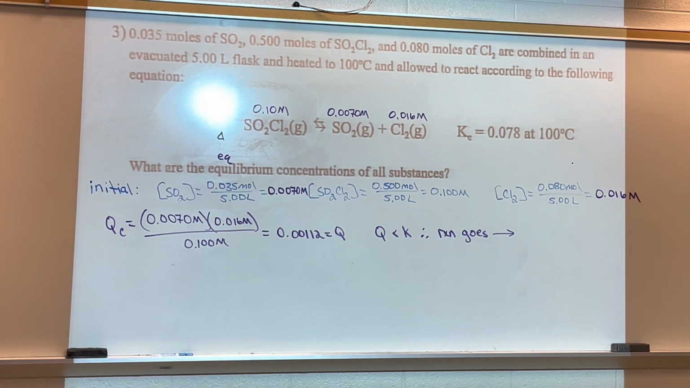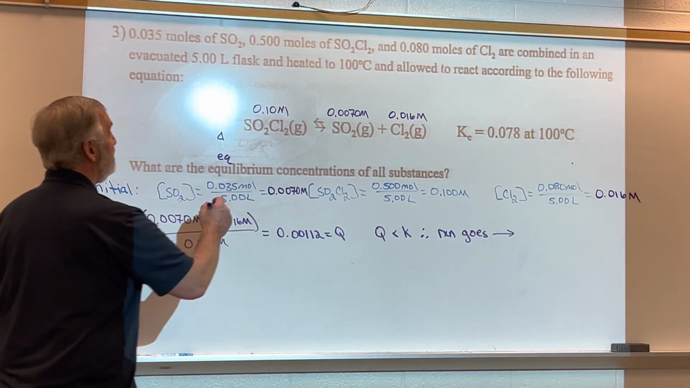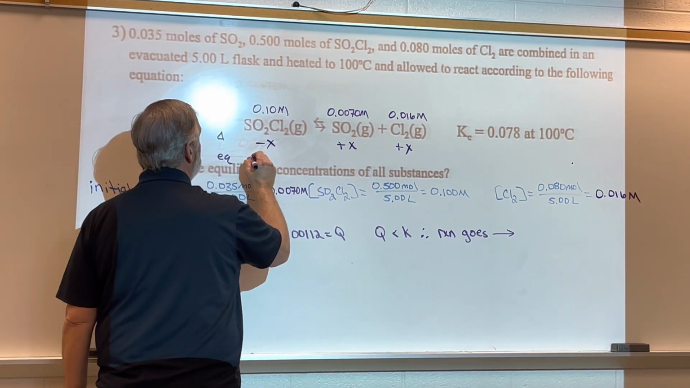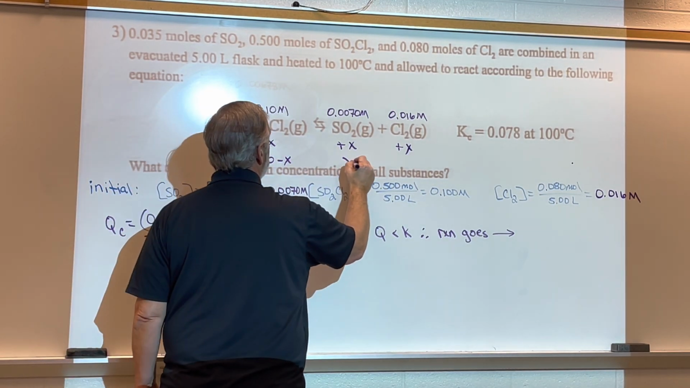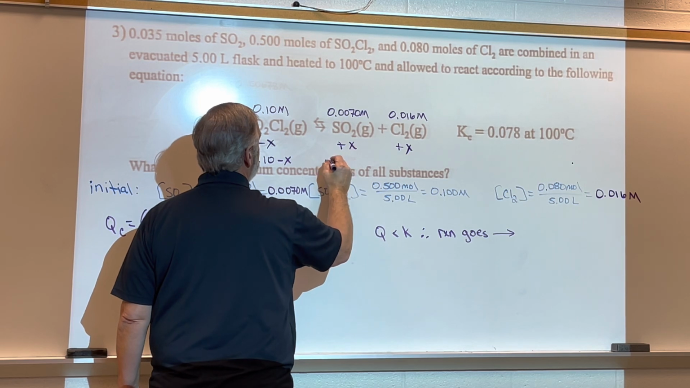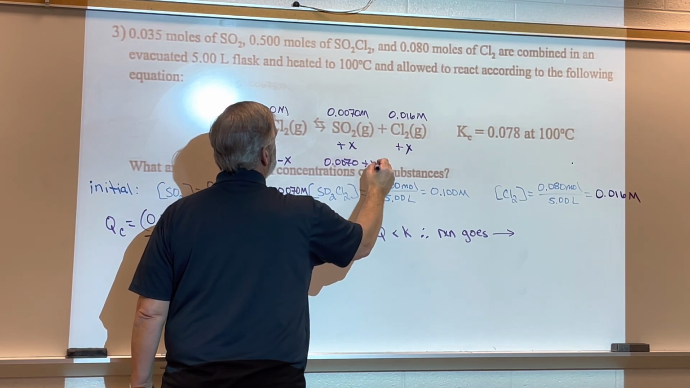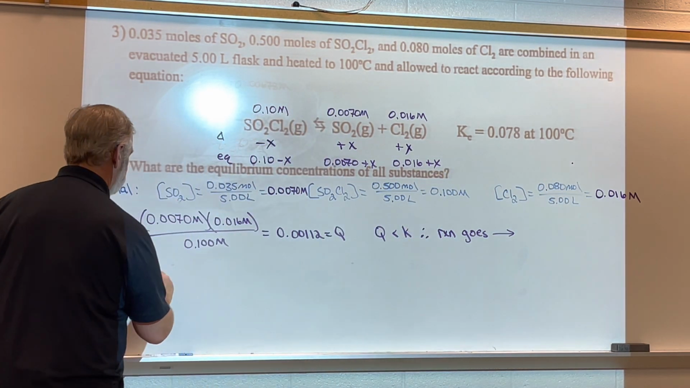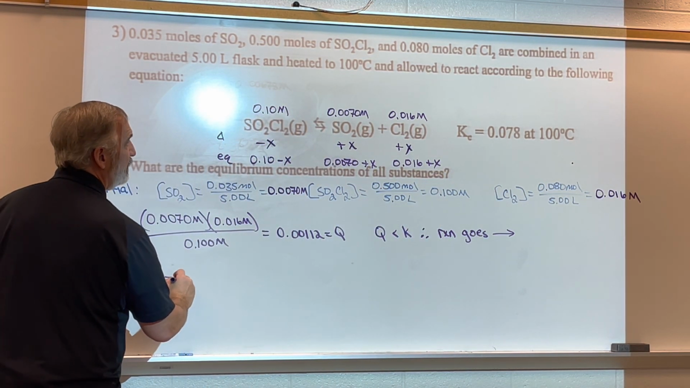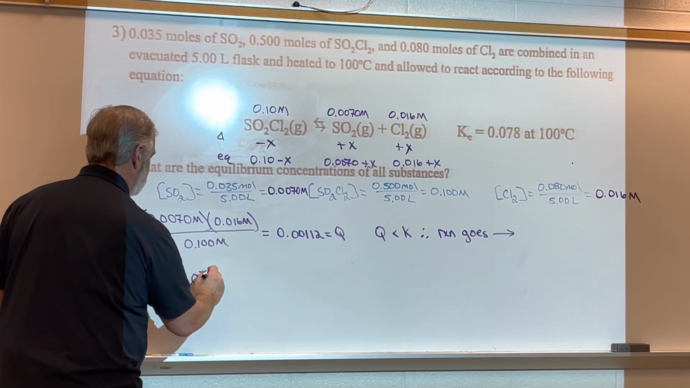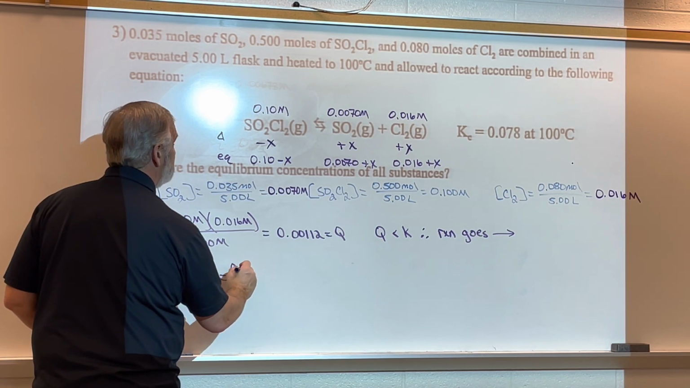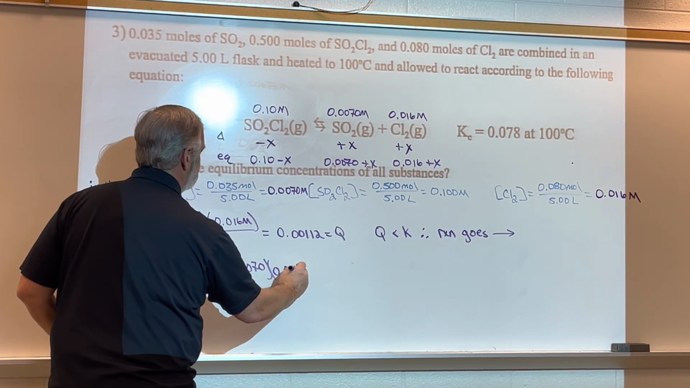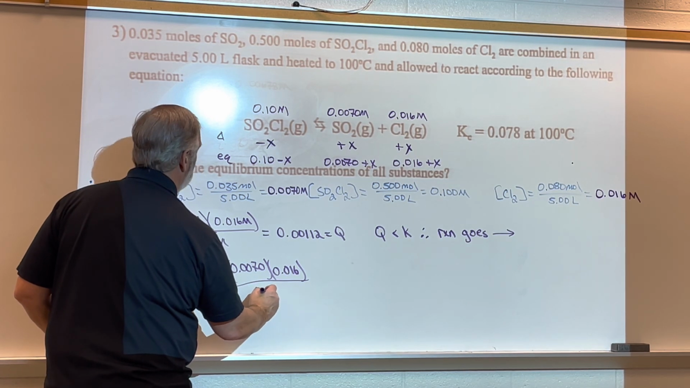Since Q is less than K, we know it's gonna go to the right, which means that this is gonna be minus X, plus X, and plus X. So at equilibrium, we're gonna have 0.10 minus X, 0.0070 plus X, and 0.016 plus X. Then you plug that into your KC, which is gonna equal 0.078. It's gonna equal the two products, 0.0070 times 0.016 divided by 0.1.